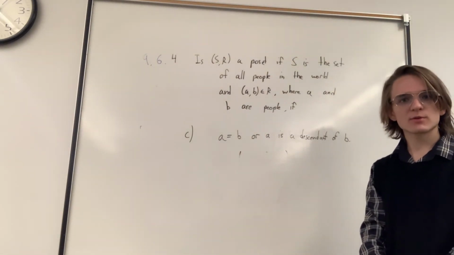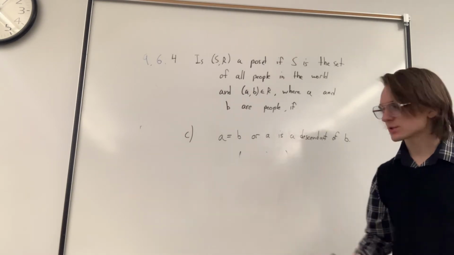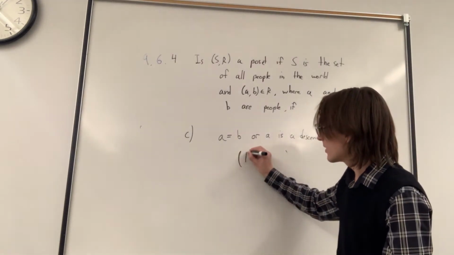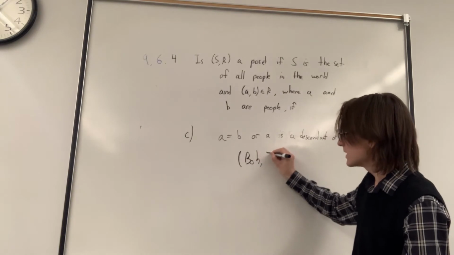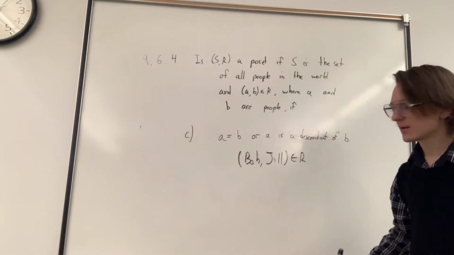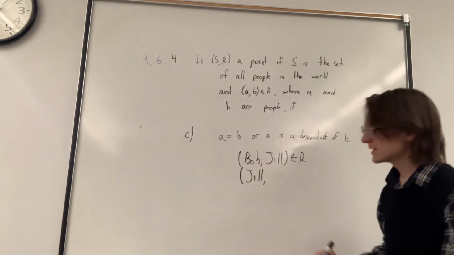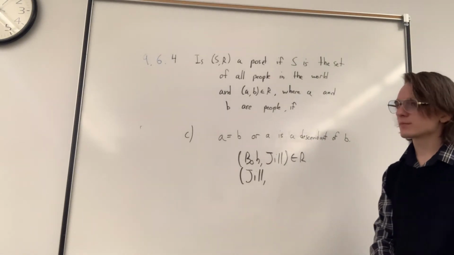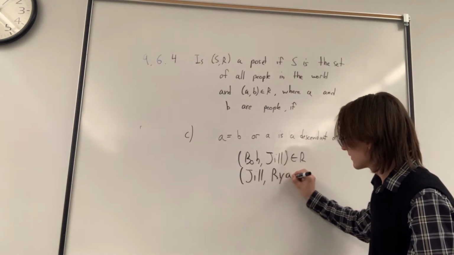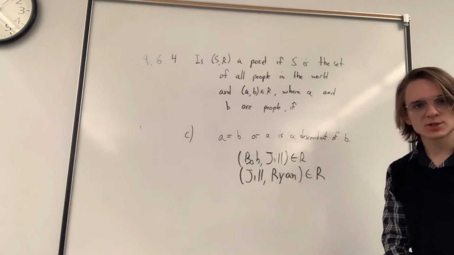Next, we need to determine whether it's transitive. So remember with transitivity, we have A, B, and C. So let's make up three names. Let's say we have Bob, who is a descendant of Jill, and this exists in the relationship. We also have that Jill is a descendant of, well, I don't know, Ryan, okay? And this is also in the relationship.